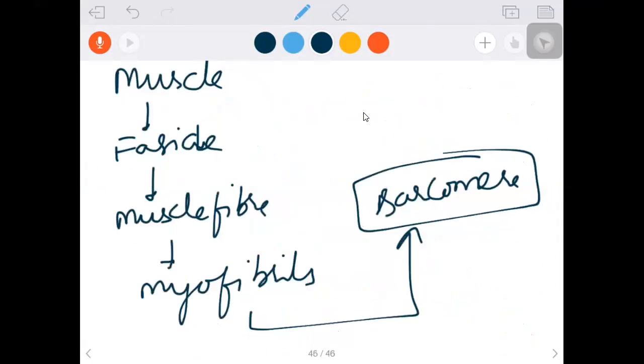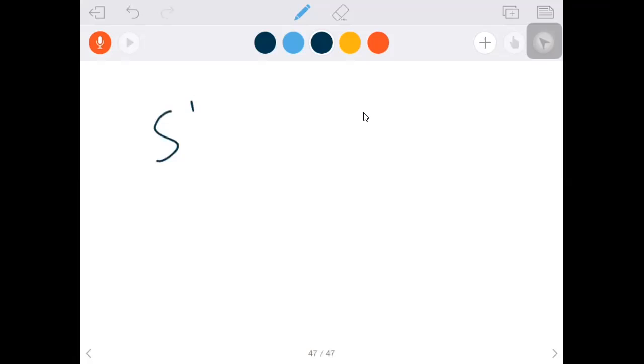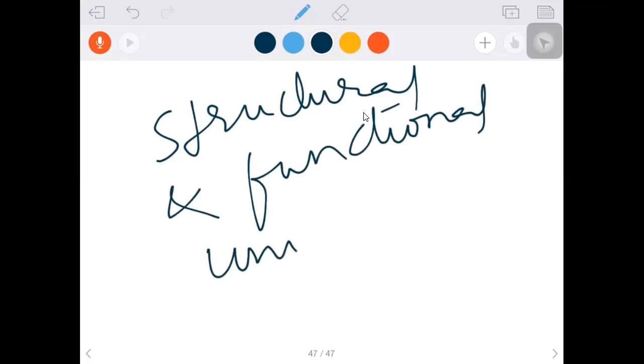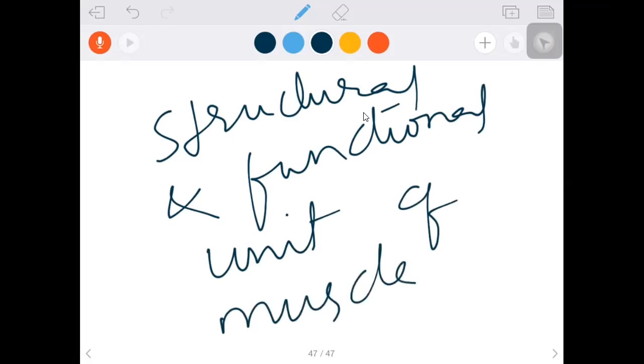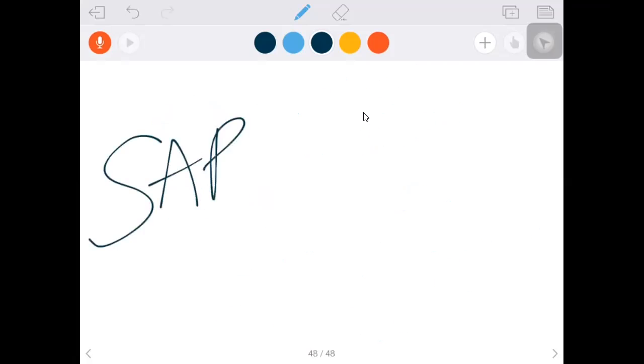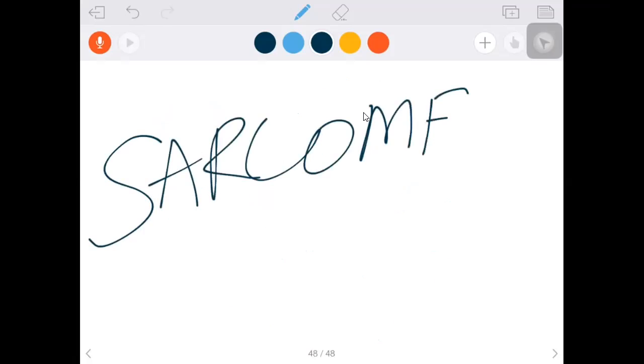Then why should we go for the sarcomere? What is a sarcomere? The structural and functional unit of muscle contraction. That question will come. Who is called the structural and functional unit of muscle contraction? The answer is the sarcomere. So let's locate that particular sarcomere first of all.